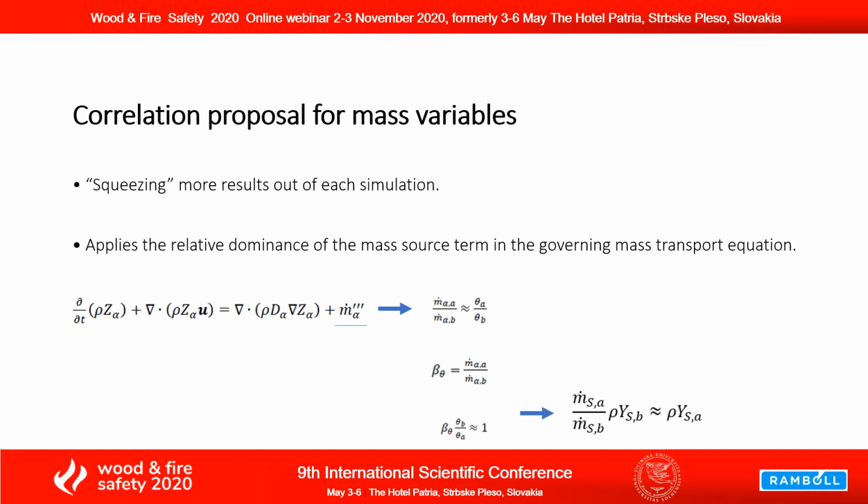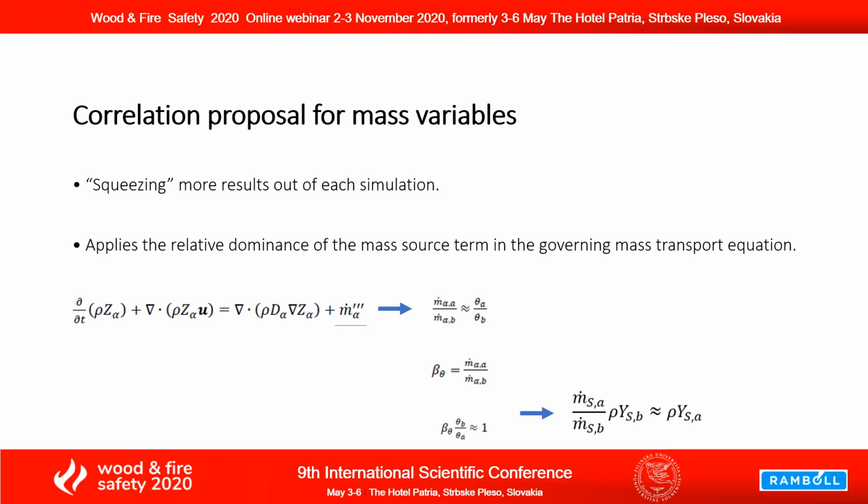I will avoid technicalities, but the mass source term is here assumed to be relatively dominant to the solution of the FDS mass transport equation. Therefore, any change in this term should strongly relate to change in measured mass in a simulation.